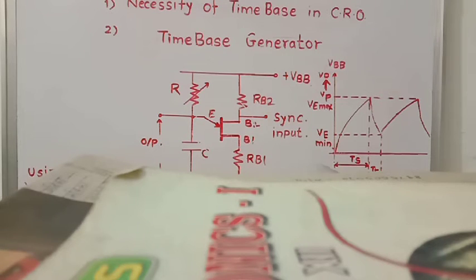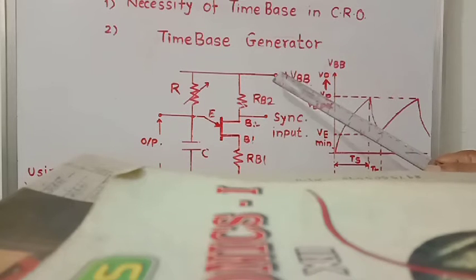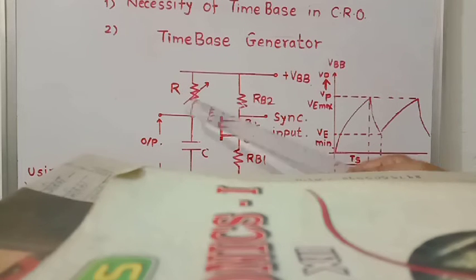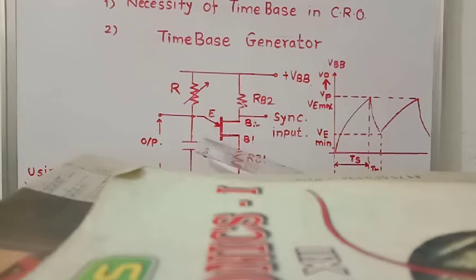Okay. So how does this circuit work? When power, or voltage, is applied to this circuit, the capacitor C starts charging through its series resistance R, and during the charging period, the voltage across this capacitor rises in an exponential manner.